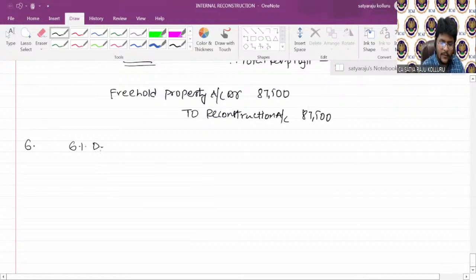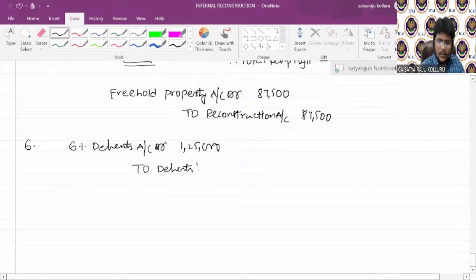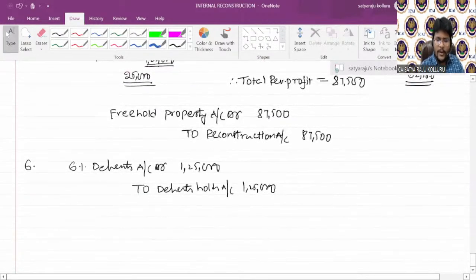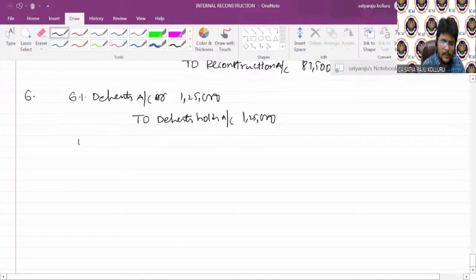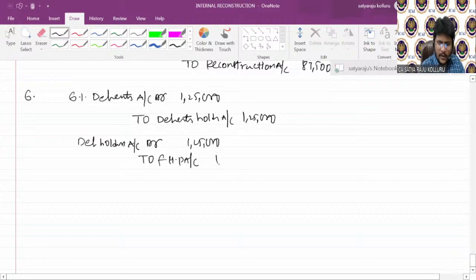So first 6% debentures account debtor, which is 1,25,000. With that amount only, you should cancel to debenture holders account. Then you can give such freehold property to them. Debenture holders account debtor to freehold property account. This is the entry you need to pass.